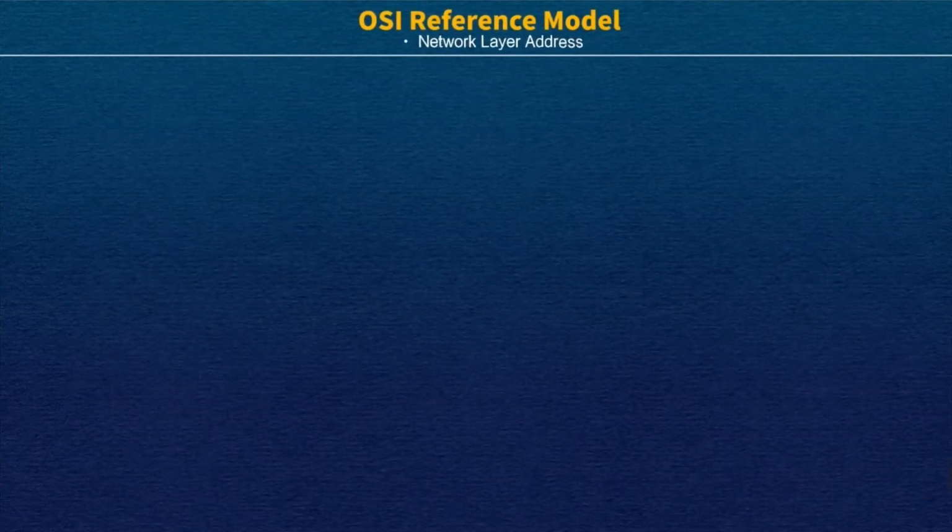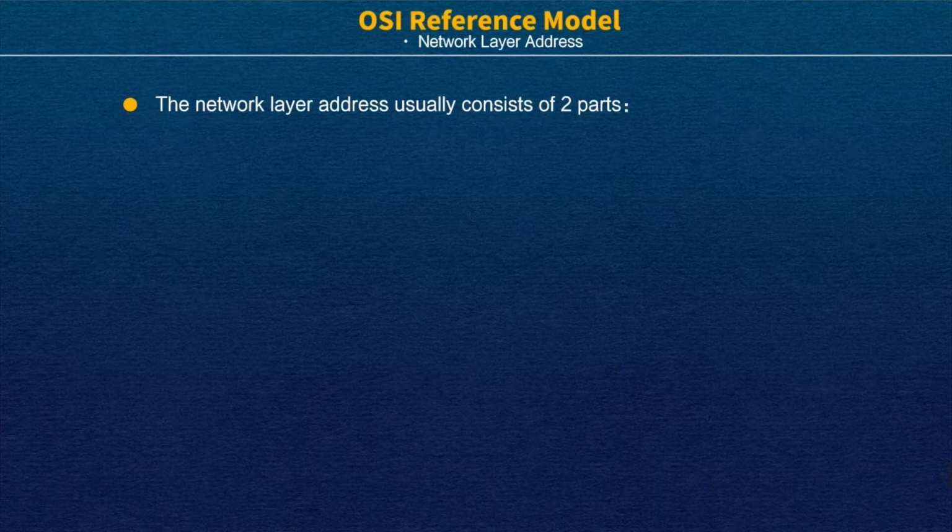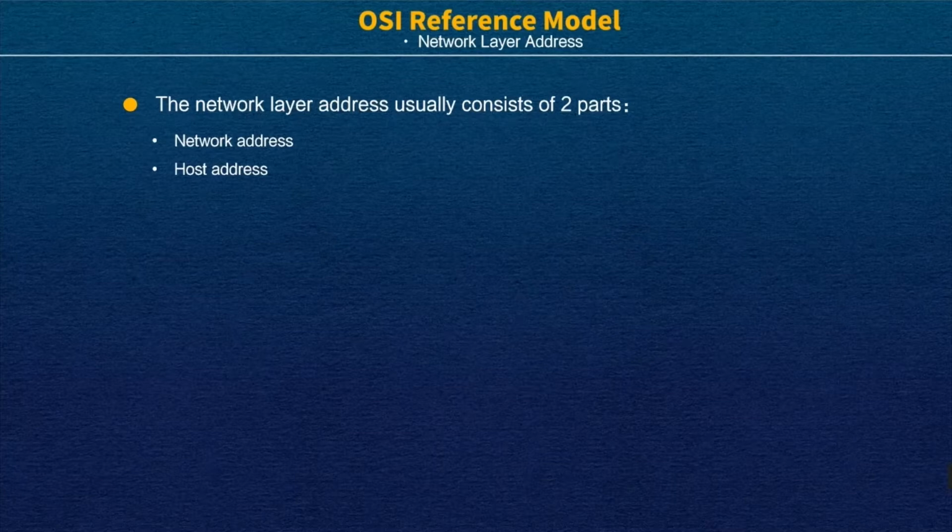So the first one, let's see. The first function of the network layer is addressing. And about this layer, we will have an address, and the address we call is IP address. The network layer address has two parts. The first one is the network address, and another one is the host address. Two parts, and it is 32 bits long.